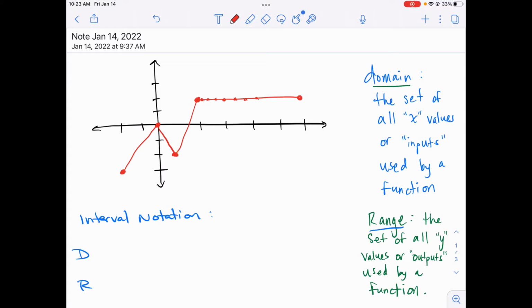Again, domain is the x values used by this function. So what I like to do is look from the left to the right, because my x values are horizontal values, and interval notation uses your smallest x value and your largest x value. So the furthest to the left is this point right here, and its coordinates are -2, -3. Well, the x value is -2. So the smallest x value that I use is -2.